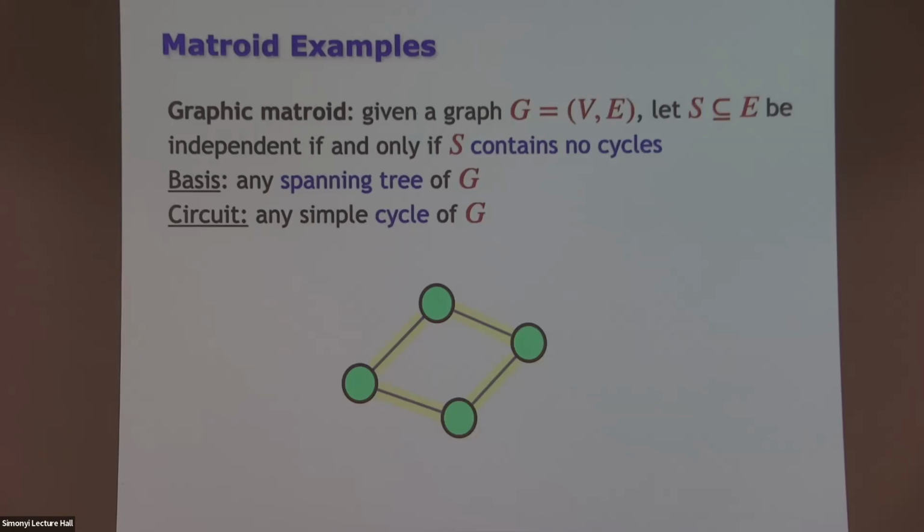Can't it be a union of cycles? But then it won't be minimal, because if you delete some elements, there would still be a cycle left. Oh, right. So it has to be a minimal dependent set. But great point. Yeah, okay, sorry.